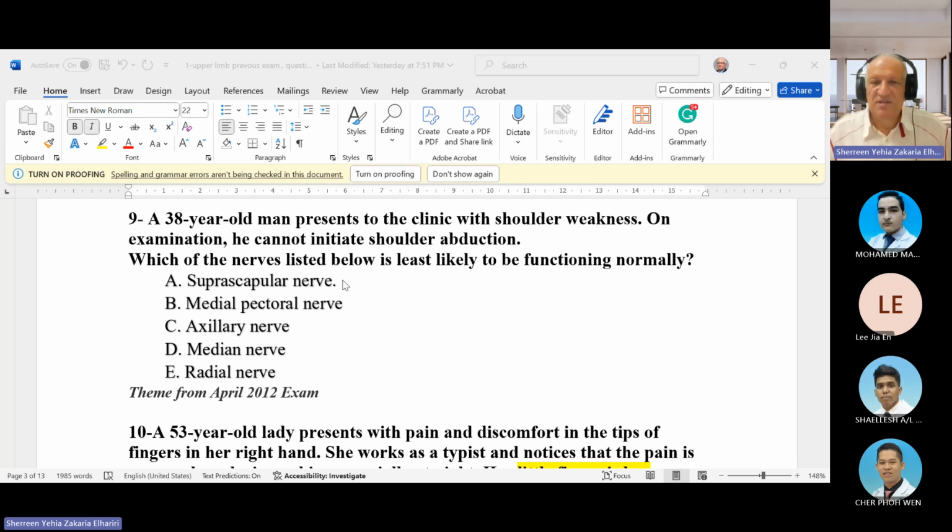It is important when you study anatomy, if you find a nerve like this, you look for what other muscle is supplied by the suprascapular nerve, which is the infraspinatus.